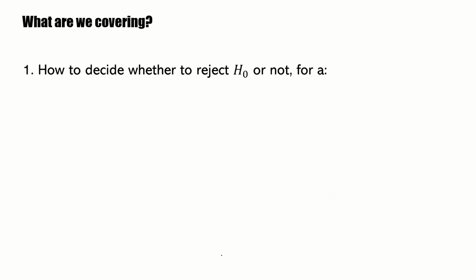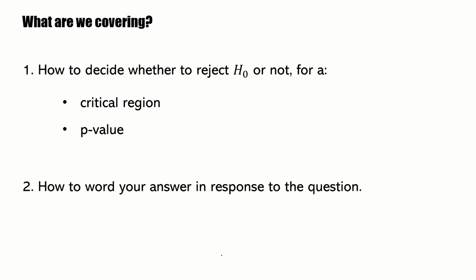So just to make that clear, we are showing you how to decide whether to reject H0 or not for both the critical region method for a hypothesis test and also the p-value method as well. And then once you've come to that decision, then how to word your answer to fully respond to the original wording in the question. Because we're covering all these different aspects, I will include chapters for this video so you can navigate to the part that's relevant to you if you only want to watch a particular part. But anyway, let's start by trying to get our heads around what we're actually trying to do here.